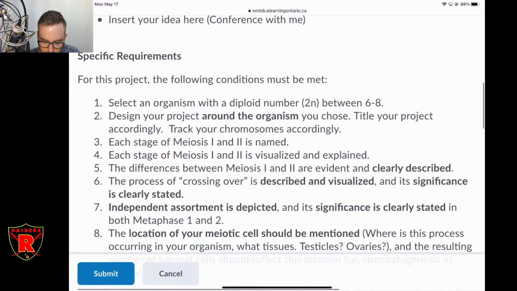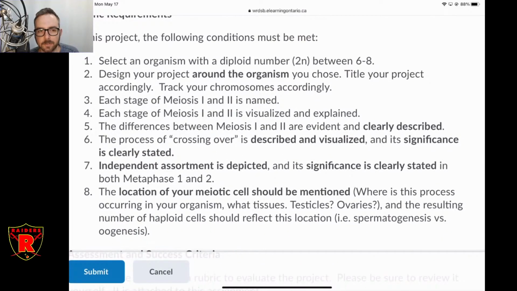So you're going to design it around your organism, and by that I mean if you're going to be talking about a male, tell me where it's occurring in your animal. Most of them have testicles or something like that if it's a male. Most females have something akin to ovaries, but not every animal, though a lot of them do. So you're going to discuss where it's happening. Okay, so that's what I mean by make it specific to your organism.